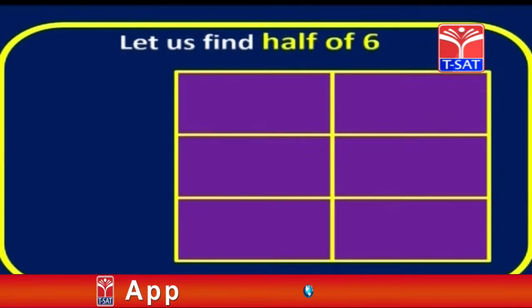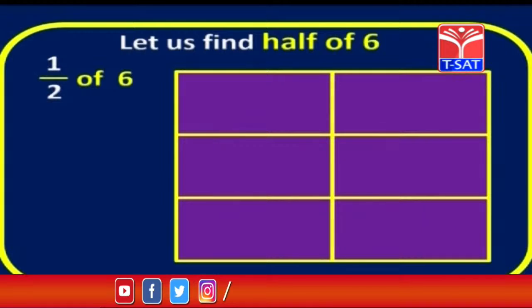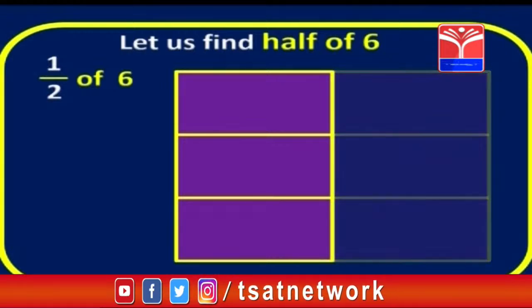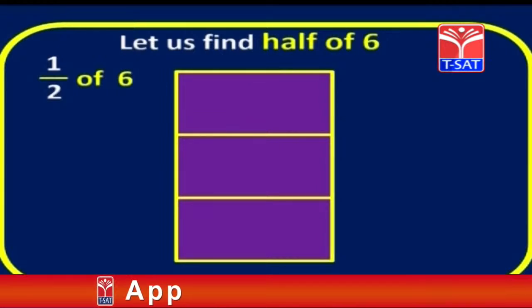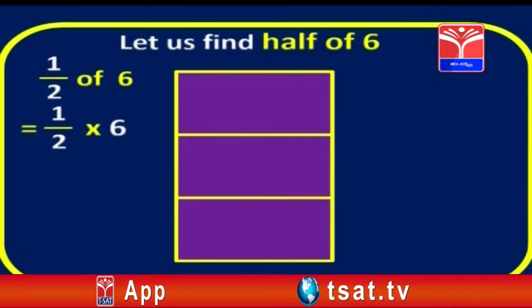Now children, observe how many boxes are there? 1, 2, 3, 4, 5, 6. Let us find half of 6. Okay children, what you are observing now? We have only 3 boxes. So out of 6, what is the half of it? 3. So how can we get this? 1 by 2 into 6.